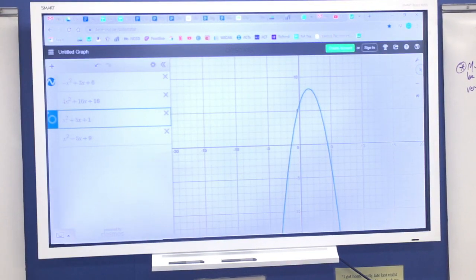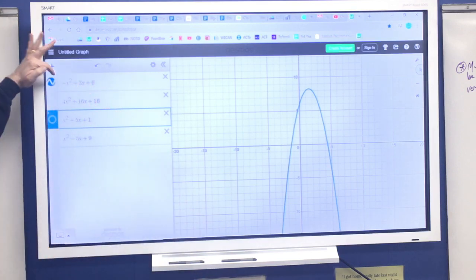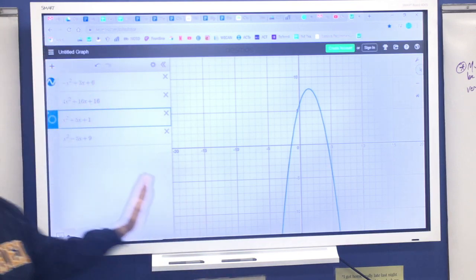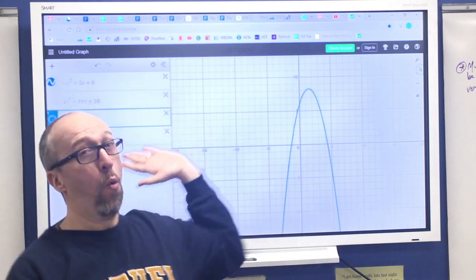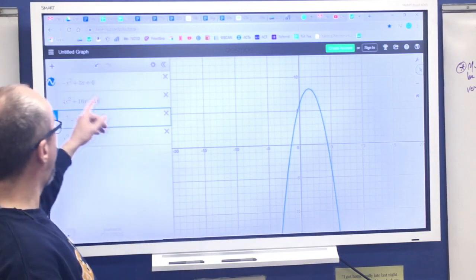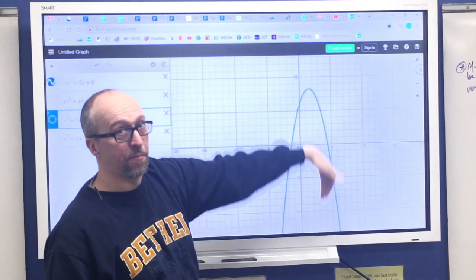First function, this is the same A, B, C, D in order. I've got only part A turned on. I want to point out some things. Please take note of this. First of all, you notice the little negative and that the parabola points down. We talked about that way in September, and now it's come back again. So if you have a negative out front here, this thing's going to point down.